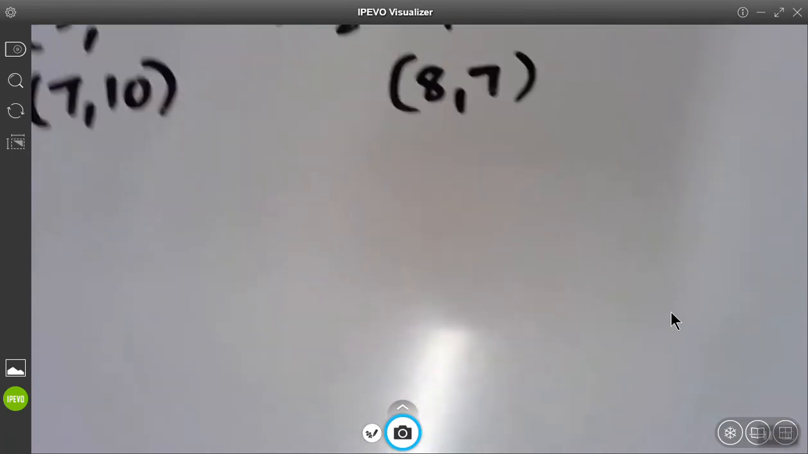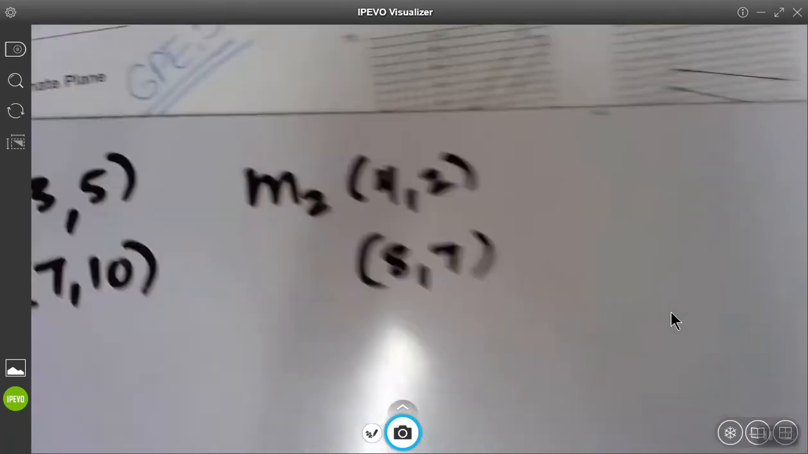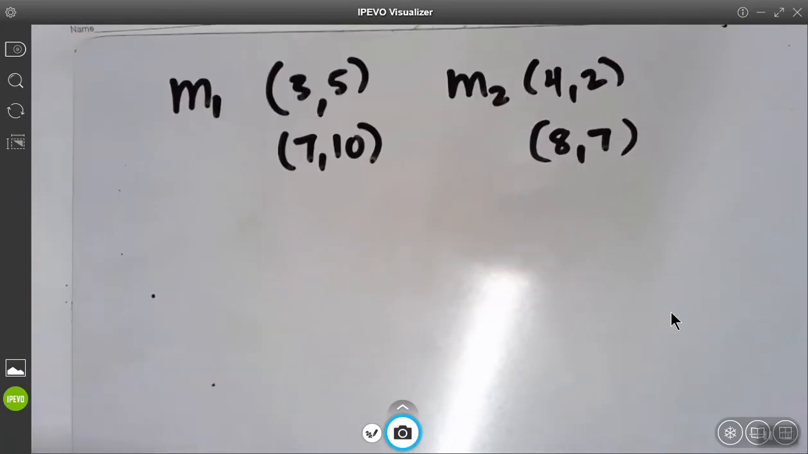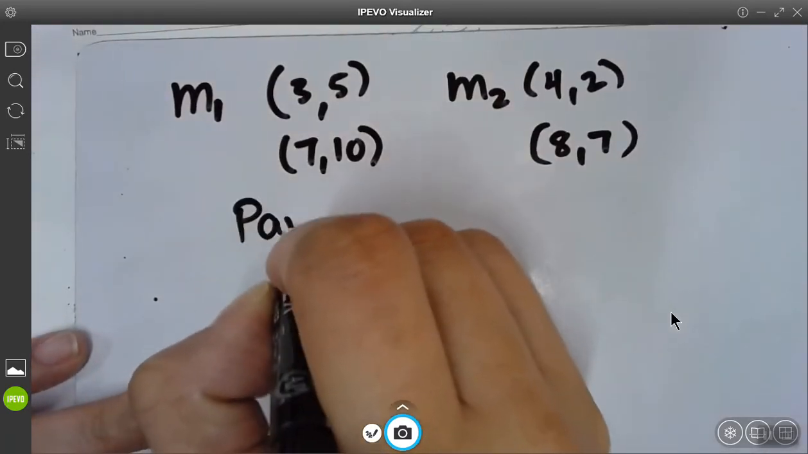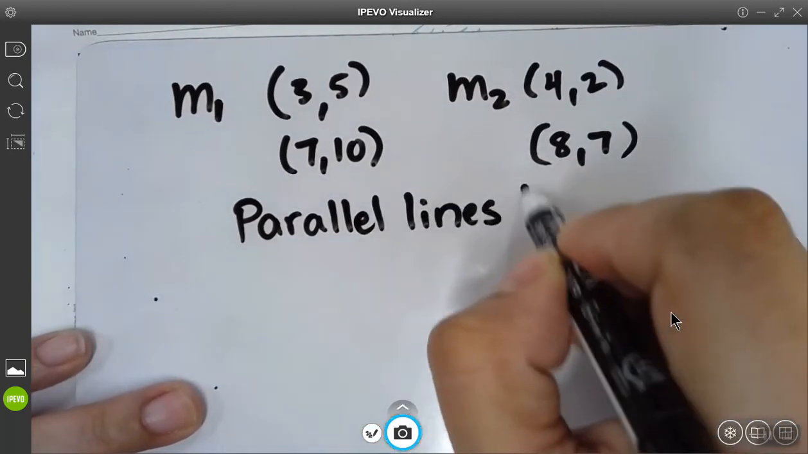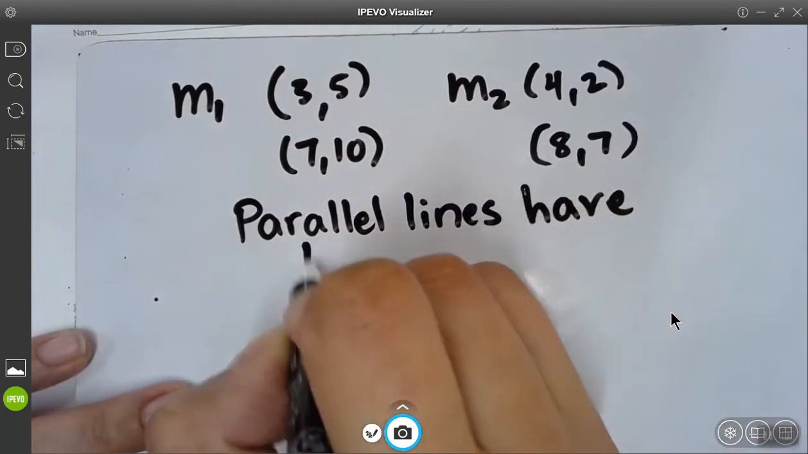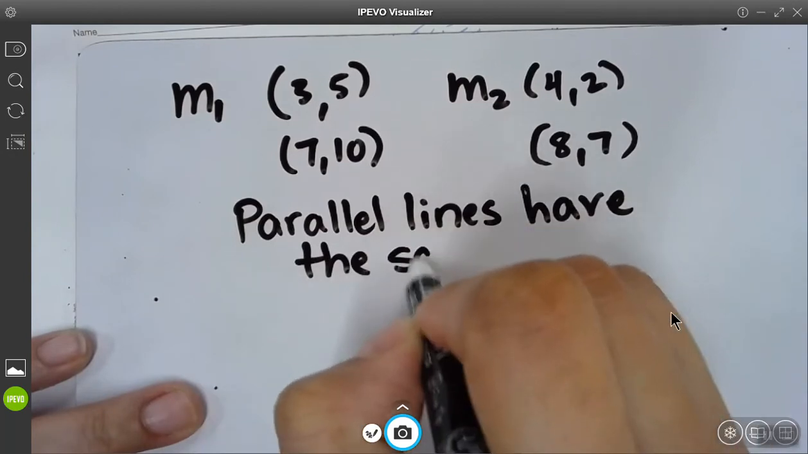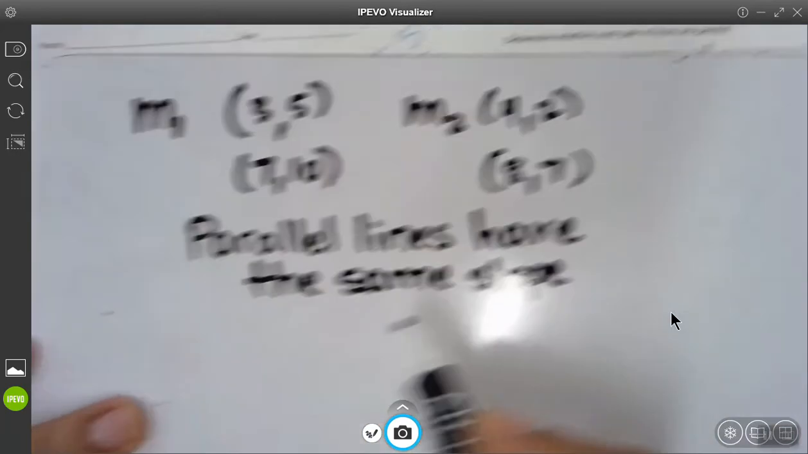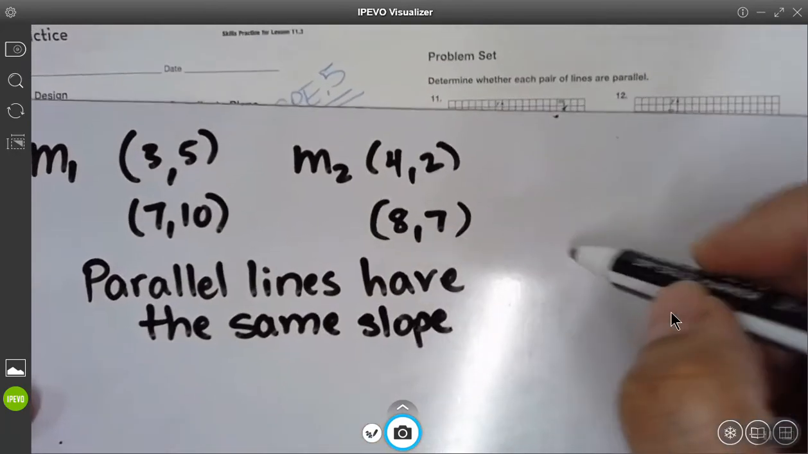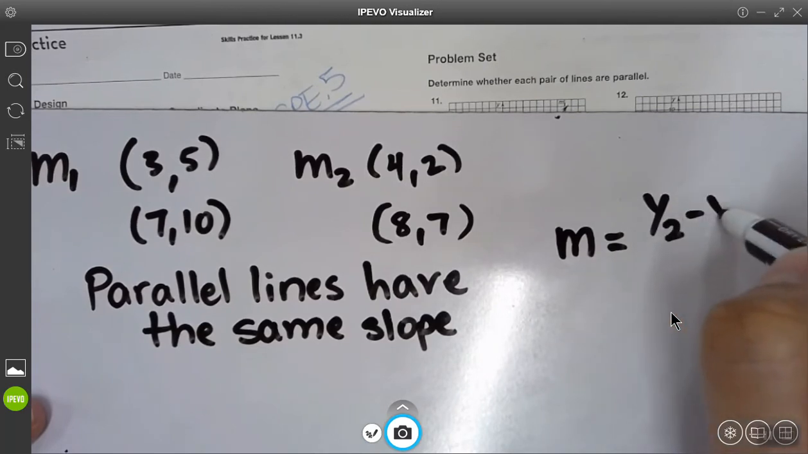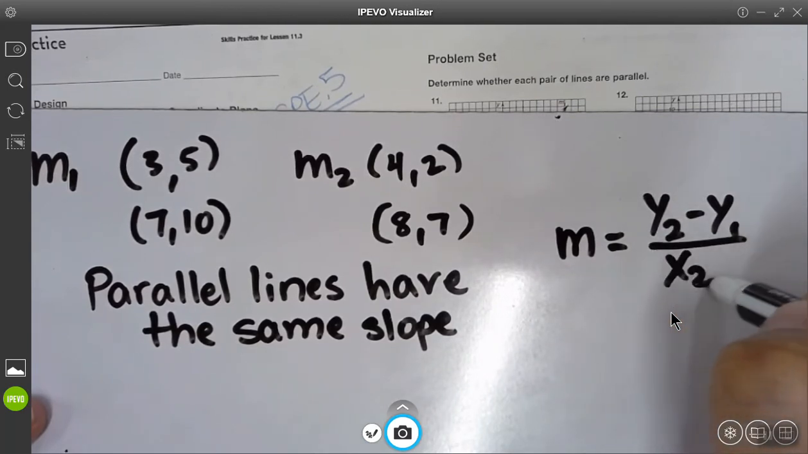Okay. All right, so how do we prove that these lines are parallel? Well, remember, parallel lines have the same slope. So what we need to do is calculate the slope. So we need the slope formula. The slope formula says that it's y2 minus y1 over x2 minus x1.